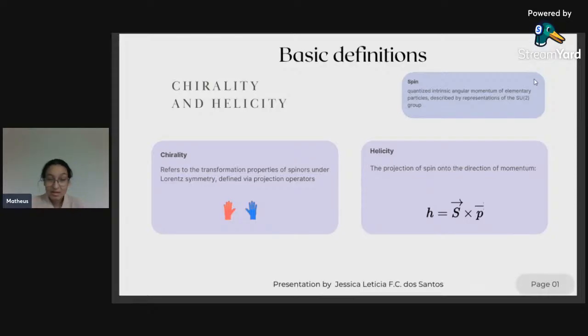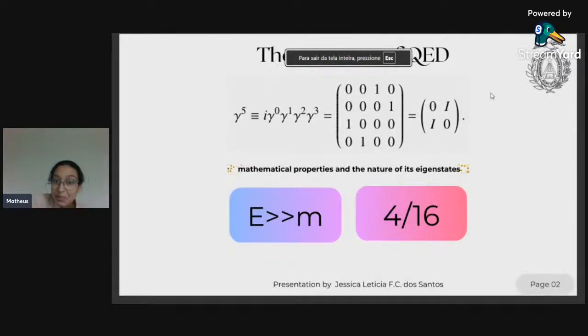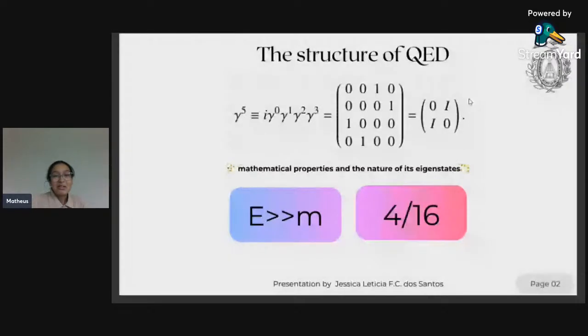I'll first show the matrix, because it's important to show the gamma 5 matrix. Here we have the gamma 5 matrix, which doesn't seem very important, but it is very important. You will know later. The eigenvalues of it are very important, because this matrix has +1 and -1 eigenvalues. +1 gives right chirality, and -1 gives left chirality.